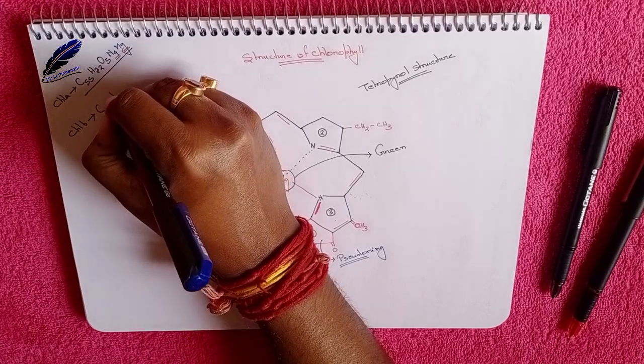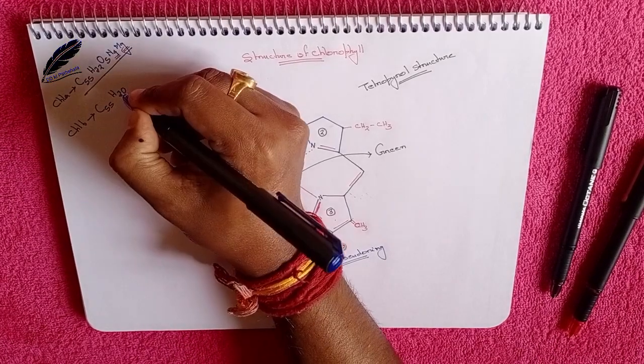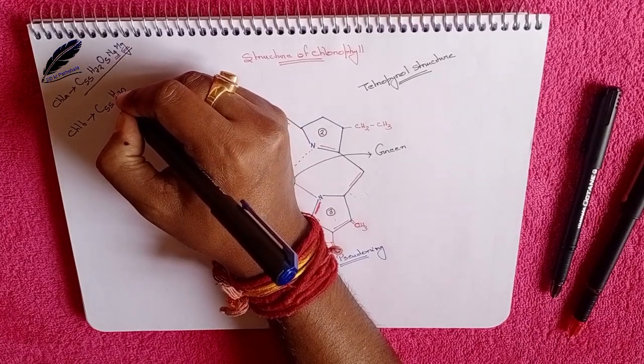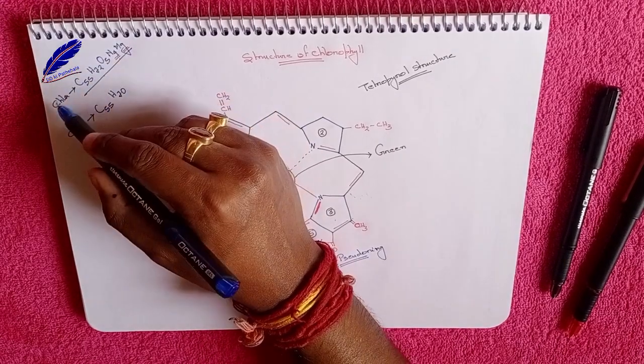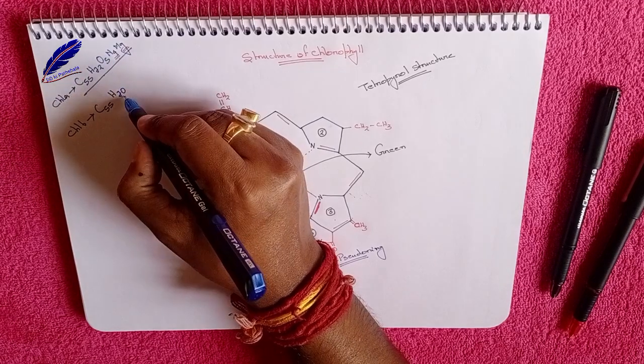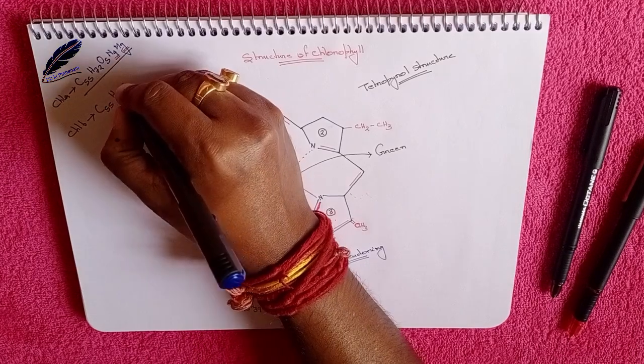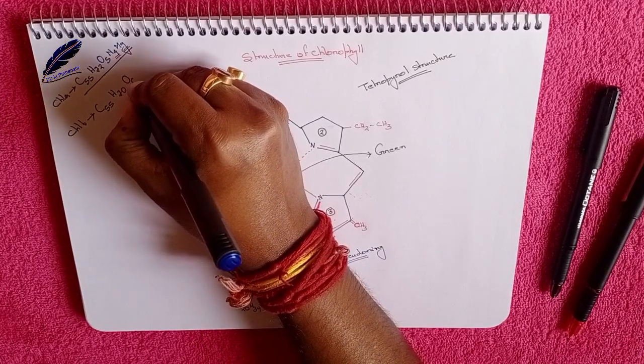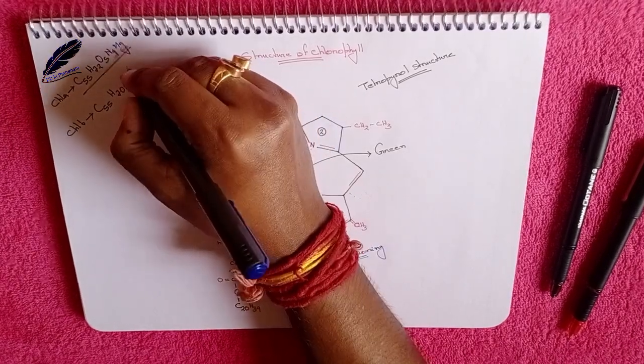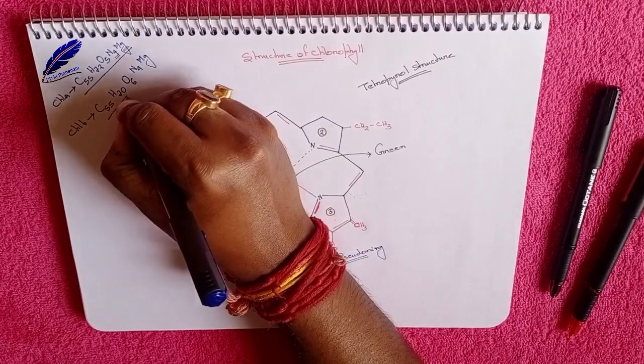In case of chlorophyll B, it lacks 2 hydrogen atoms. That is, in comparison to chlorophyll A, there are 2 hydrogen atoms less in chlorophyll B, and 1 oxygen atom more than in chlorophyll A. The remaining formula is the same.